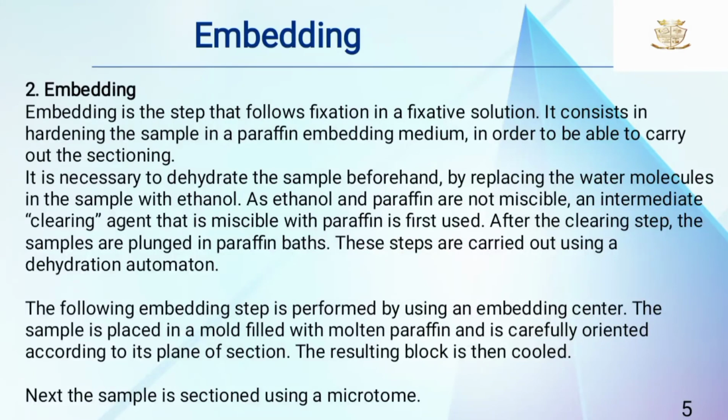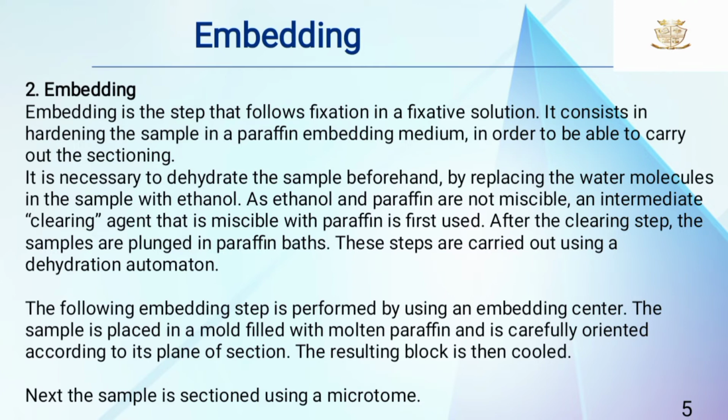The second step is embedding. Embedding is the step that follows fixation in a fixative solution. It consists in hardening the sample in a paraffin embedding medium in order to be able to carry out the sectioning. It is necessary to dehydrate the sample beforehand by replacing the water molecules in the sample with ethanol. As ethanol and paraffin are not miscible, an intermediate clearing agent that is miscible with paraffin is first used. After the clearing step, the samples are plunged in a paraffin bath.